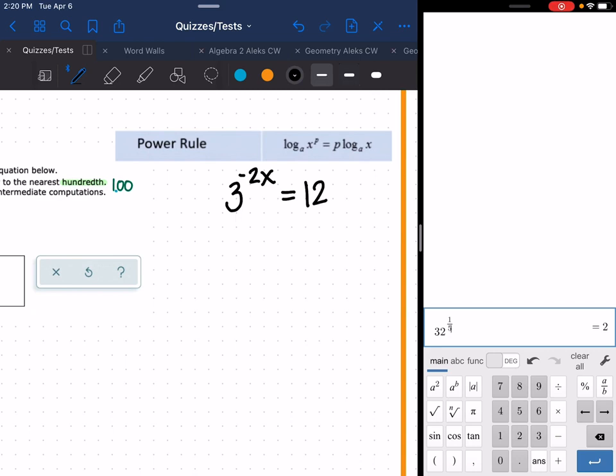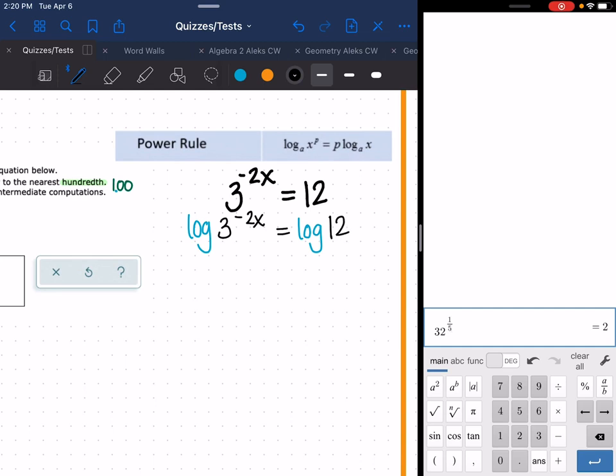And remember, you can take the log of both sides or you can take the natural log of both sides. It's completely up to you. Both of them will give you the same answer. It's just your personal preference. Okay, I'm choosing log because I like the log.